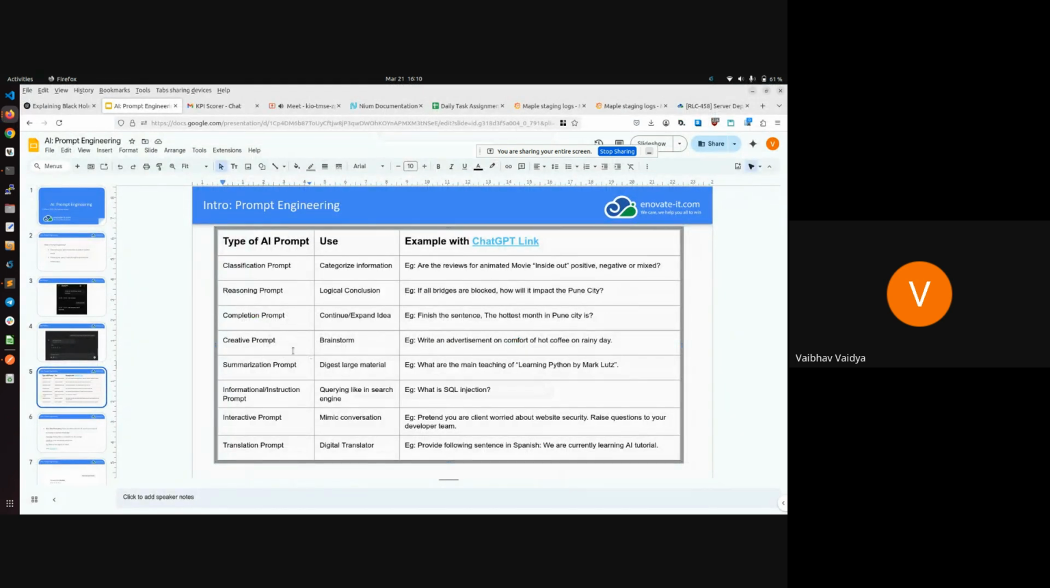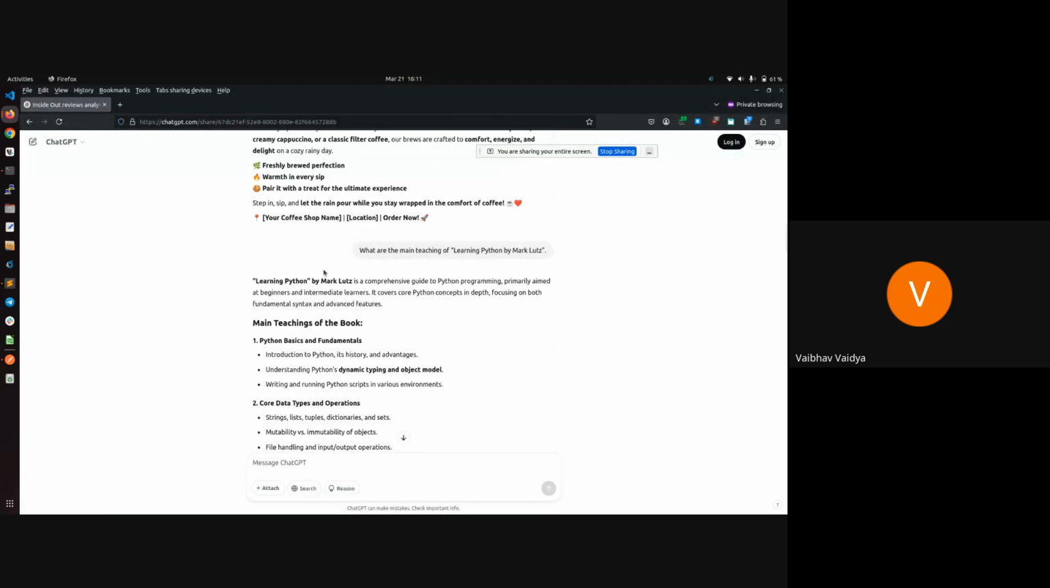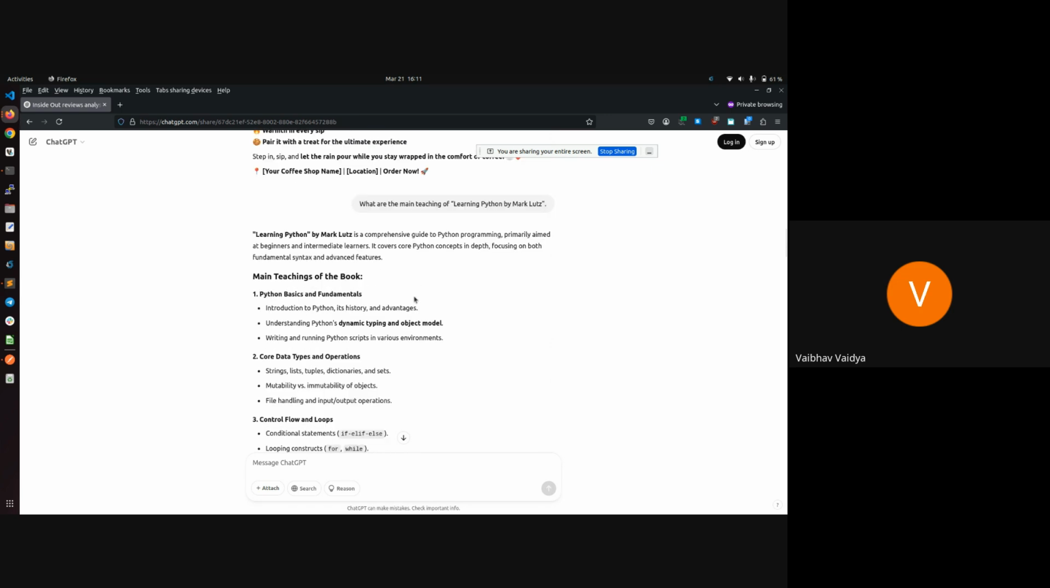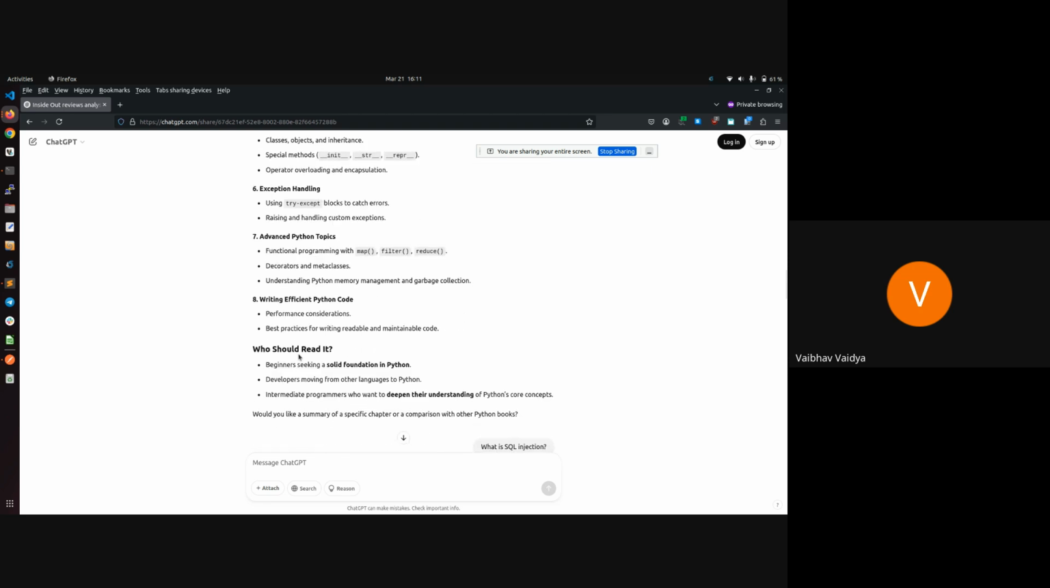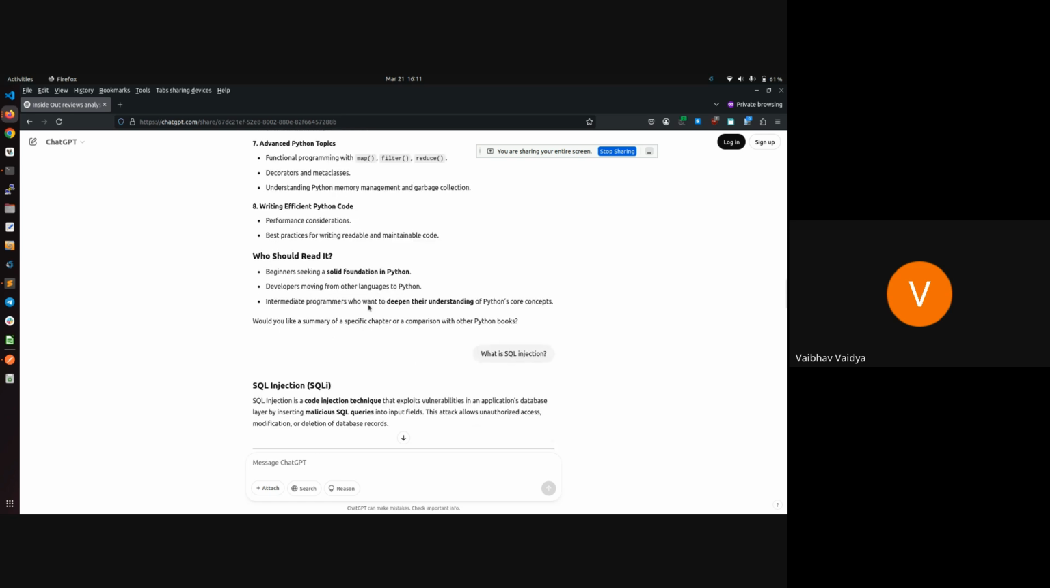The next prompt would be a summarization prompt, in which you've got a large amount of material and you want it digested or summarized quickly. The topic I chose was Learning Python by a particular author. This is a famous book, and it's recommended for all Python beginners. Here I got the teaching, like what are the main fundamentals. All the fundamentals of Python necessary to use in a real project are listed here. And again, it's given me a recommendation on who should read it. So yes, beginners should read it. Developers who are moving from other languages to Python should read it.